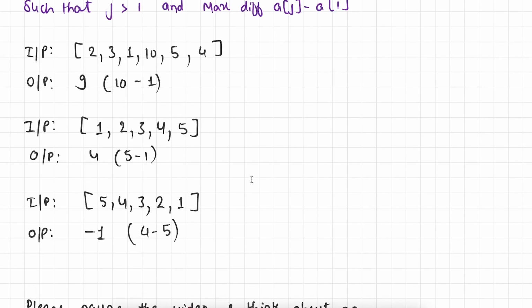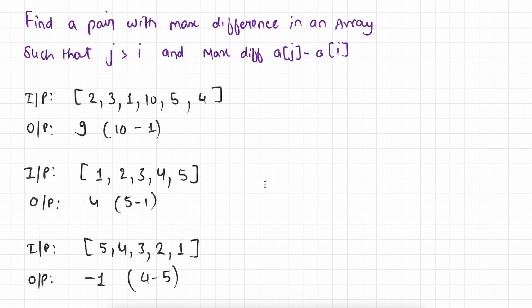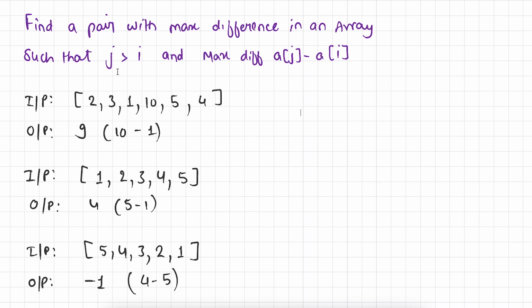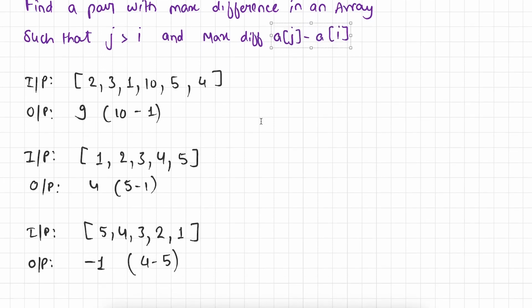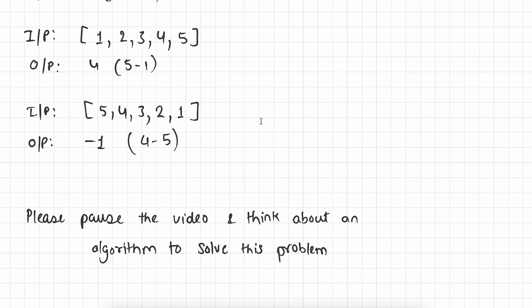Okay, so now I hope that you understand this problem really well: we have to find a pair with the maximum difference, we have to follow the condition that j is always greater than i, and we have to calculate the maximum difference by subtracting a of i from a of j. Okay, so now let's pause the video and think about an algorithm to solve this problem.